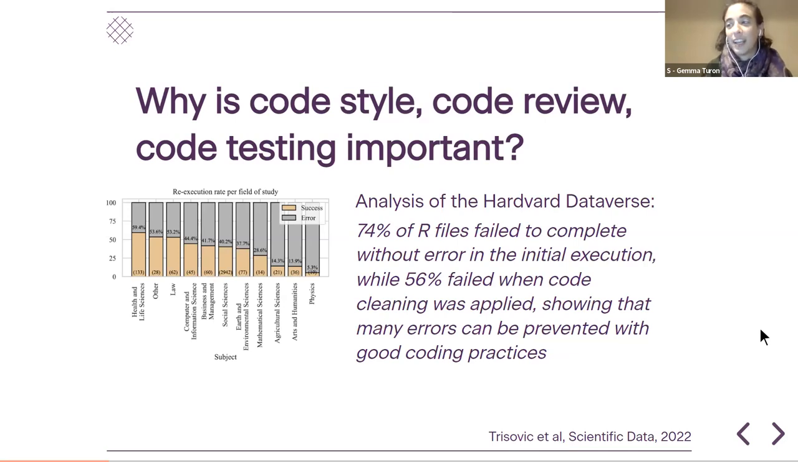So I just modified the presentation to include this slide, which popped up on my Twitter. This review paper from earlier this year analyzed this Harvard database, which is where Harvard researchers deposit their code, apparently. I didn't know about this database, but basically the results they found were quite shocking. 74% of the files, they only focused on R files, failed to complete. And when the code was cleaned, only 50% failed. So there is really a need for the code to be well styled, properly tested and reviewed, so that actually research code can be reused, especially important if we want to work on open source, where many different contributors will bring in their ideas and their code.